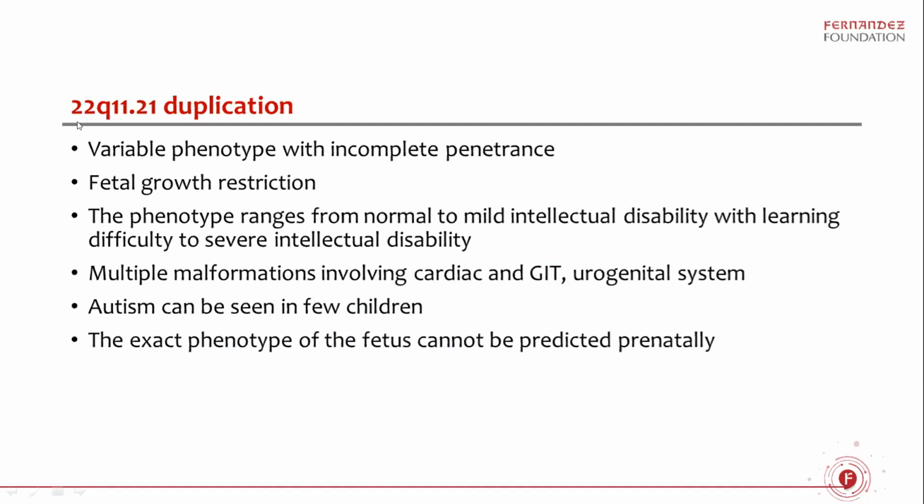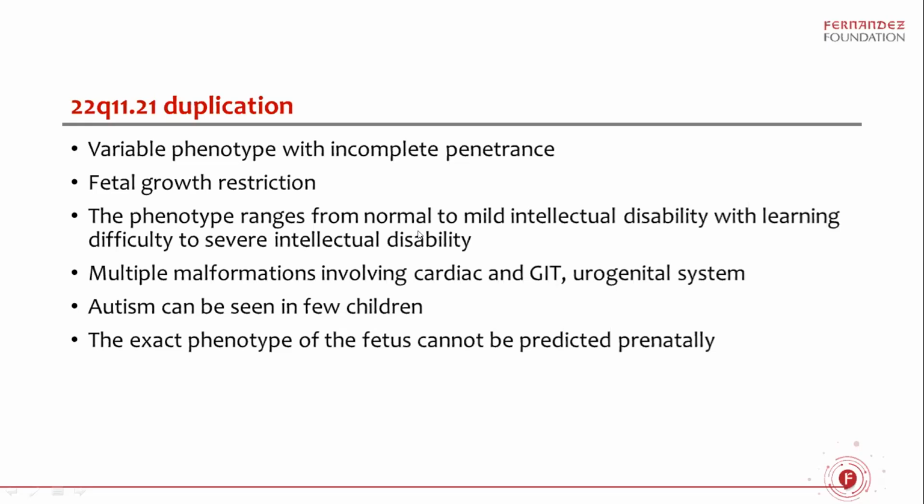So when we look into the exact phenotype of this 22q11.21 duplication, as we have seen in the previous two cases where there was a particular phenotype with the particular deletion, in these cases we have a variable phenotype with incomplete penetrance. Some of them in the prenatal period will be completely normal without any anomalies, and some of them can present with fetal growth restriction, which is the most common fetal abnormality seen with 22q11.21 duplication. The phenotypes after birth may range from a normal individual to mild intellectual disability to severe intellectual disability.